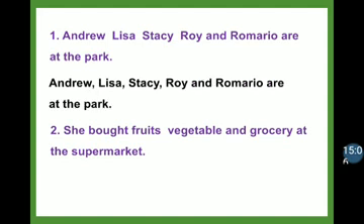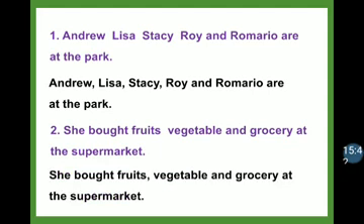Let's go to number 2. Number 2 says, if you buy fruit, vegetable, and the grocery and the supermarket, is there any such word as fruit, vegetable? No. So, how many commas are you going to be using in this sentence? You're going to be using 1. Fruit, comma, vegetable.